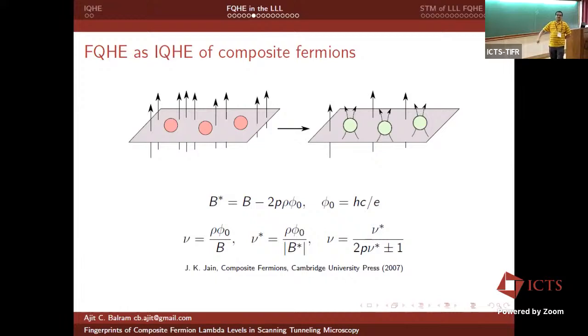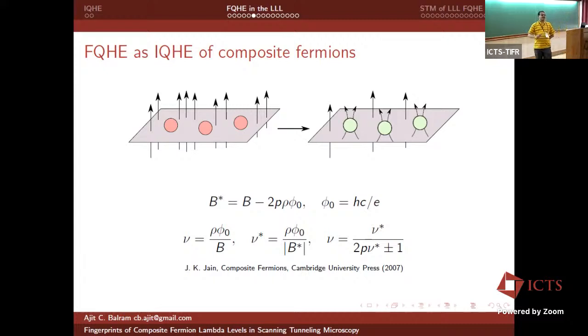And just like electrons in a magnetic field, non-interacting electrons in a magnetic field form Landau levels. Non-interacting composite fermions in this small magnetic field, which is called the effective magnetic field, form their own Landau-like levels. And these levels are called lambda levels. And whenever an integer number of these levels are filled, you get the fractional quantum Hall effect of electrons. So this theory also allows you to connect quantities of electrons to quantities of composite fermions.